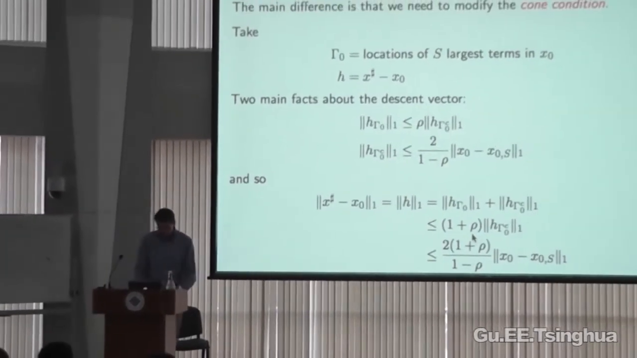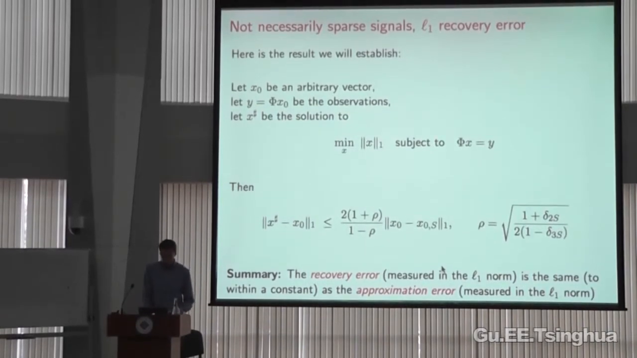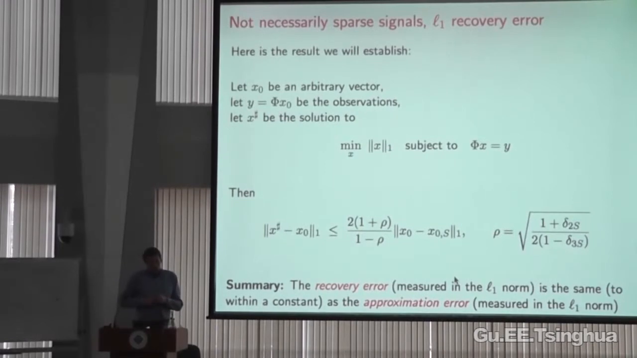Okay, that's good. So now let's talk about how we might get a 2-norm result. In some sense, what we've done right now is show this 1-norm result, so that the recovery error measured in the L1 norm is the same, within a constant, as the best approximation error, also measured in the L1 norm.